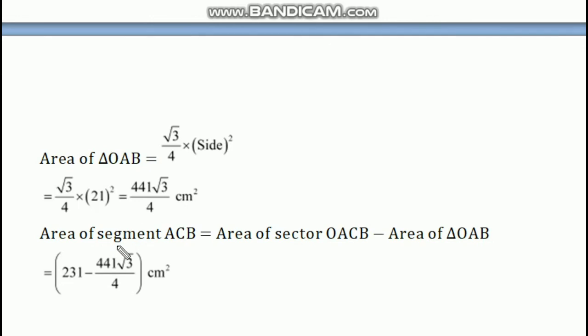So area of segment ACB equals area of sector OACB minus area of triangle OAB. First we found the area of sector OACB, because here we know the angle is 60 degrees and the radius is 21. So the area of the sector is 231 minus area of triangle OAB, which is 441 divided by 4 square root of 3 centimeter square. Hereafter we can't simplify because square root of 3 is an irrational number. If we simplify, we'll get an approximate value.